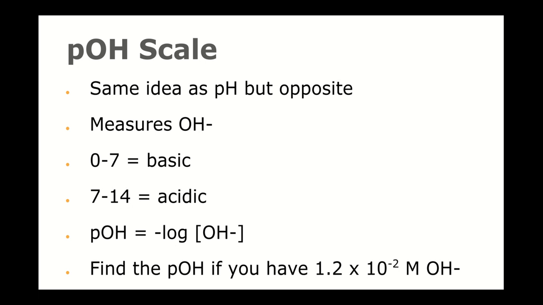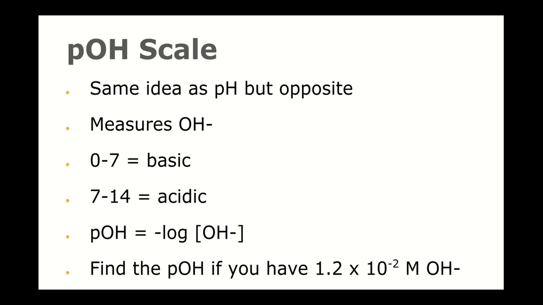Okay, so find the pOH if you have 1.2 times 10 to the negative 2 molar OH. A lot of times our concentration of OHs and H pluses can be very small. Let's say you don't want to type that in scientific notation. Just go ahead and move the decimal a couple of places to the left. So we would type in the negative log of 1.2 times 10 to the negative 2, or you could do the negative log of 0.12, I believe. So the pOH that I got is 1.92.